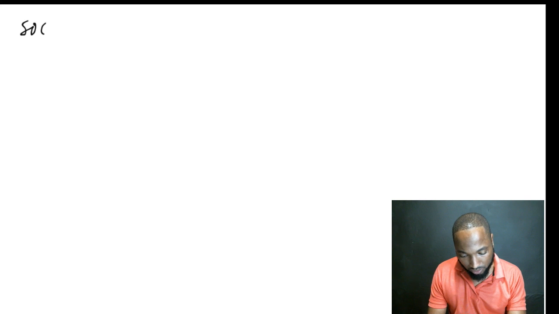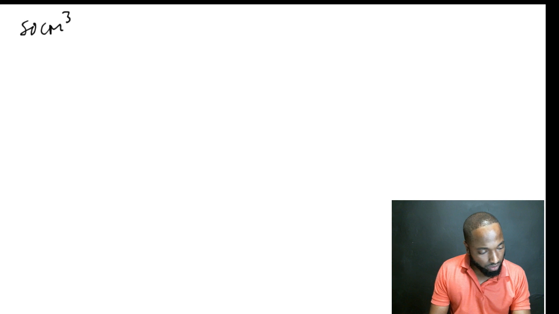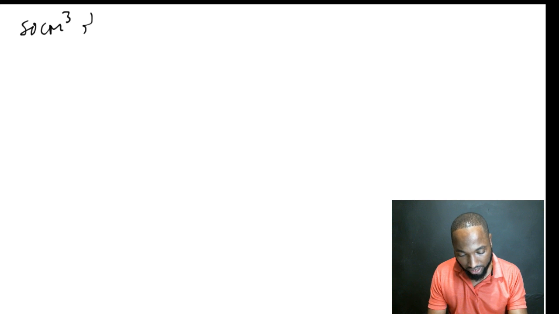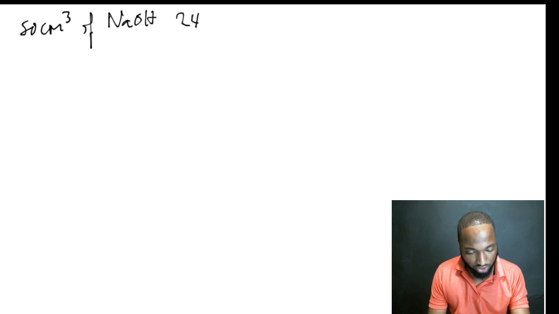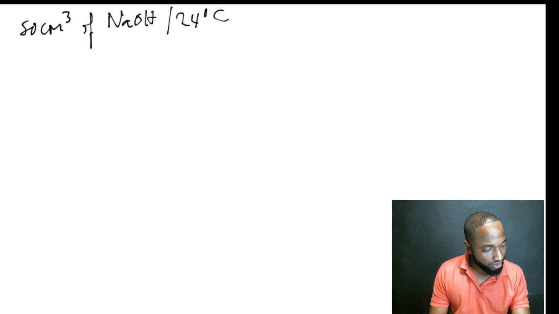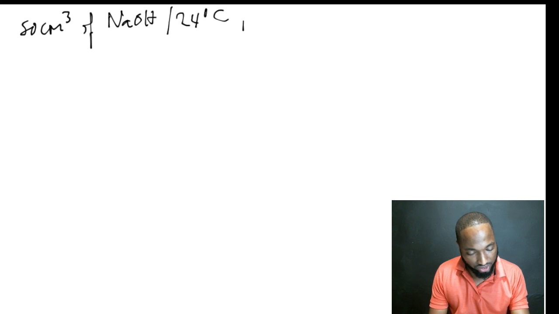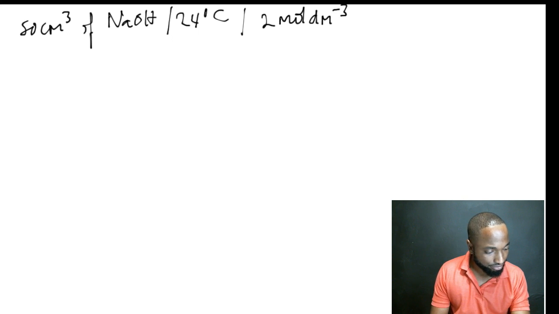50 cm³ of NaOH, I'm just making it short. Temperature was 24 degrees Celsius and the concentration was 2 moles per dm³. Lots of information will be given in this question, and they will walk you through it if it's in question 1.